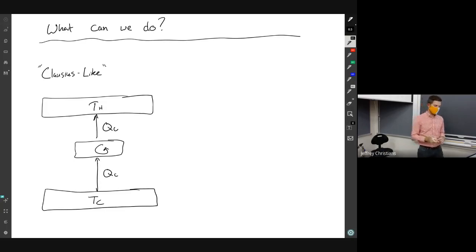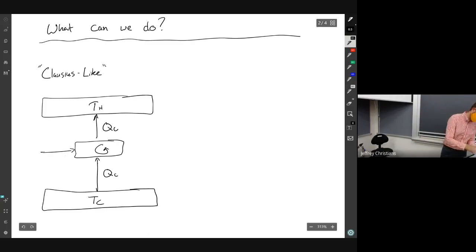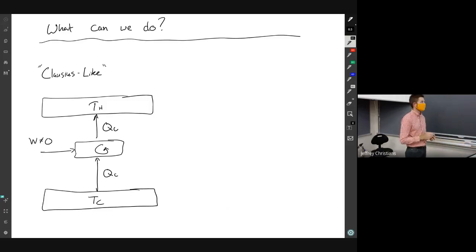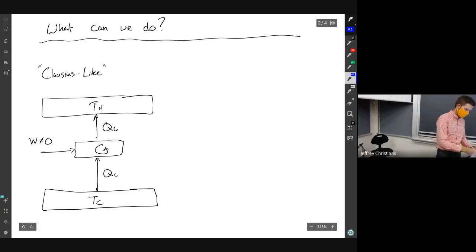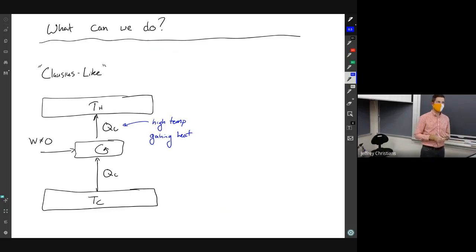So what can we actually do? Well, we can put in some amount of work that's not equal to 0. Right, so our high temp is gaining heat in this system. Another way to think about that, our low temp is losing heat, right?